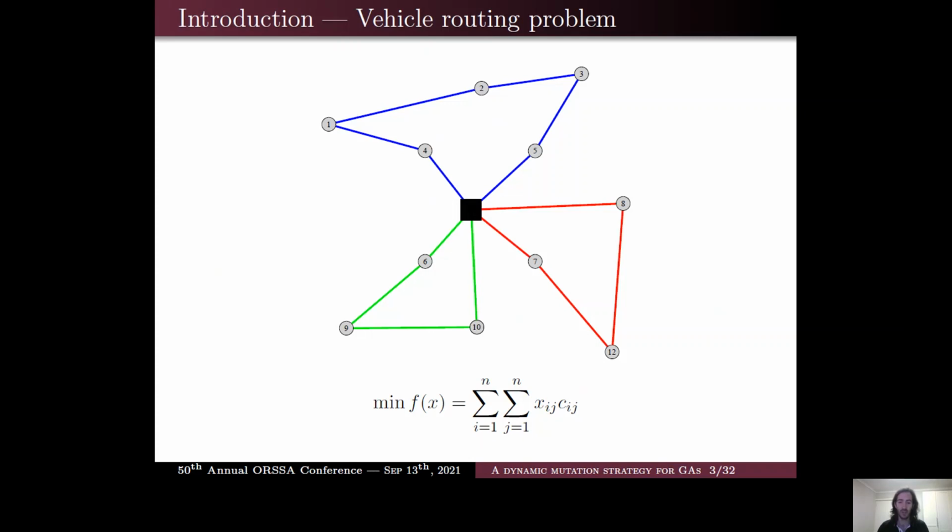It should be minimized, and it is a function of the binary variables x. It is the sum of the multiplication of x, which is the binary variable indicating if a route is established between customer i and j, multiplied by the cost if such a route between i and j is involved.